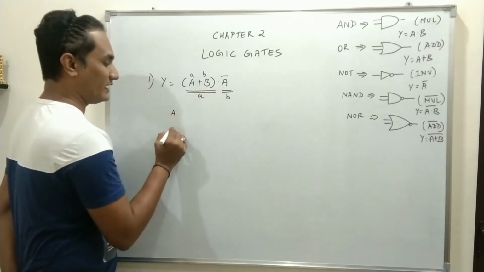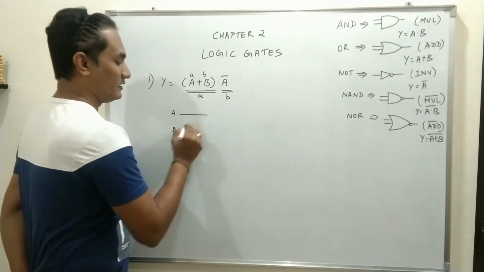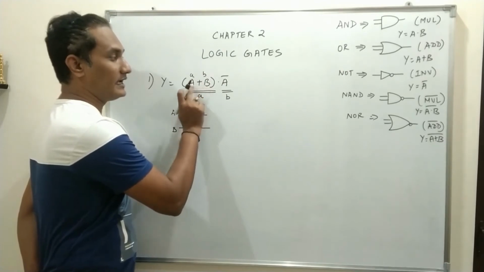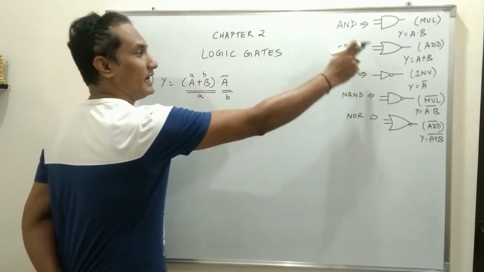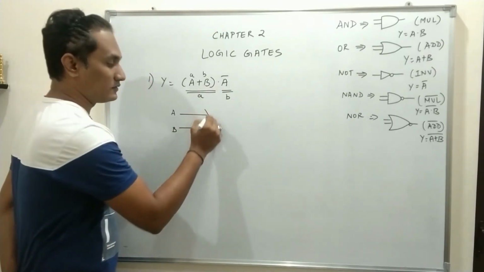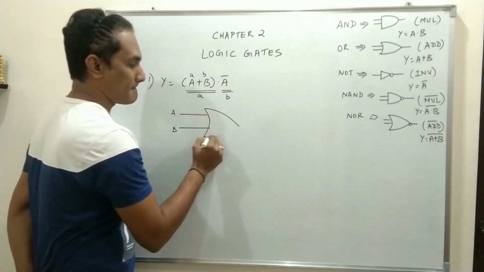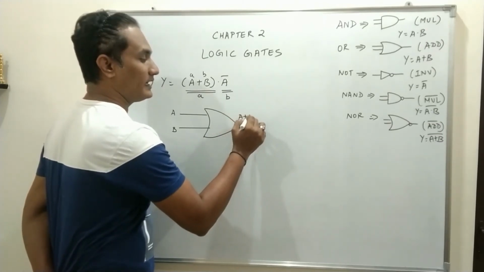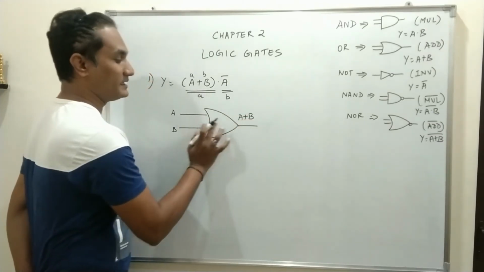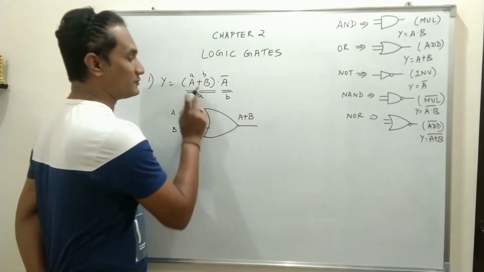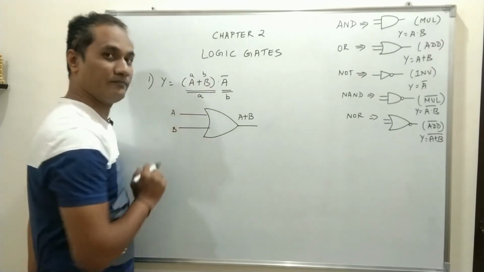A and B are connected by a plus sign. So when you write A, you write B, draw two lines. And how are these two A and B connected? A and B are connected by a plus sign. Plus sign indicates OR operation. So this is OR gate. And what you will get at the output will be A plus B, because A and B are connected by OR gate and the symbol of OR gate is plus sign. So A plus B. So you have got one variable.